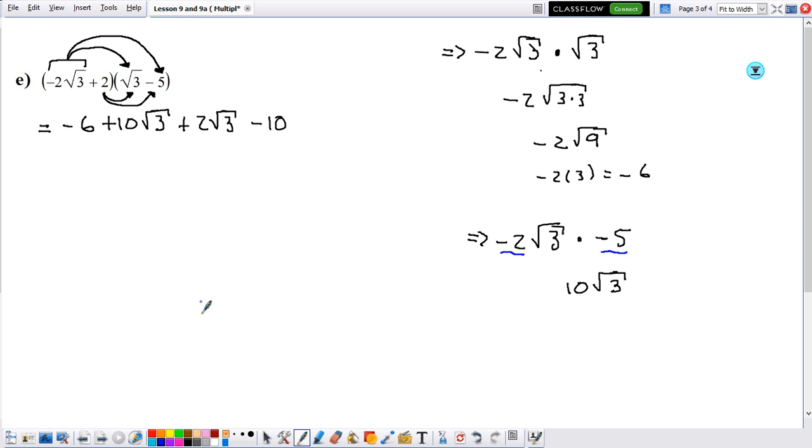Notice that here, 10 square root of 3 and 2 square root of 3, they have square root of 3's on them. So you can think about square roots as some kind of a variable. So that means that you can combine them. So that means that 10 square root of 3 plus 2 square root of 3, that's the same as 12 square root of 3. Again, you can think about square roots as some kind of a variable. They have the same variable, so you can just combine the coefficients. 10 plus 2, that's 12. 12 what? 12 square roots of 3. And then at the end, you can just combine these two as well. So that now becomes negative 16.